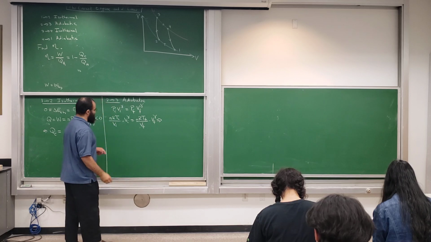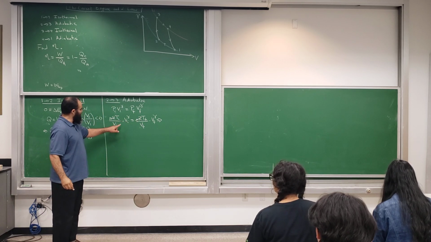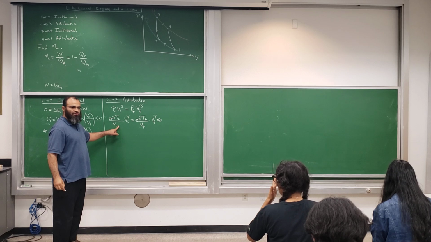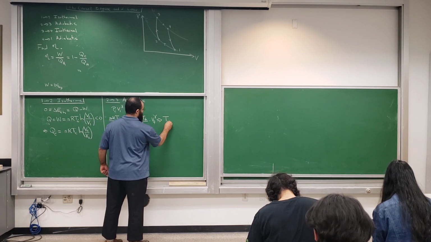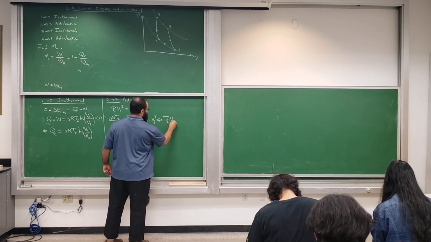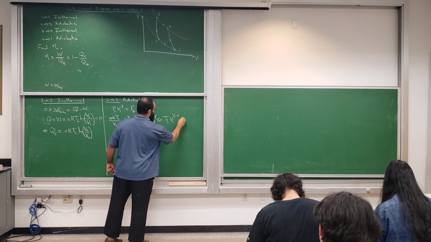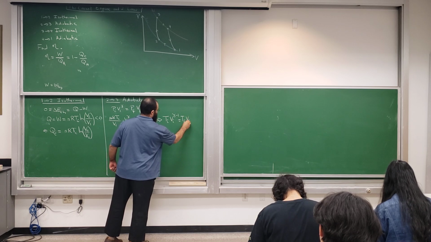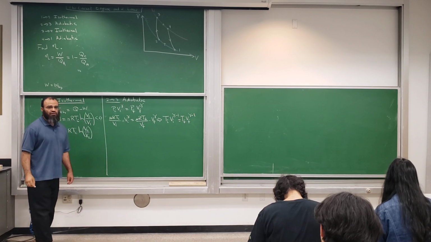And this can be simplified by doing this. What's V initial to the gamma over V initial? V initial to the gamma minus 1. Good. So you can see this form here for adiabatic. It can be written also as T initial V initial to the gamma minus 1 equals T final V final to the gamma minus 1. You can also write it that way.